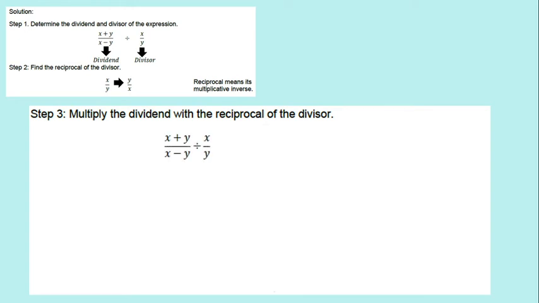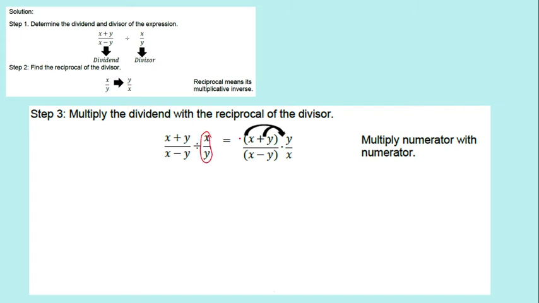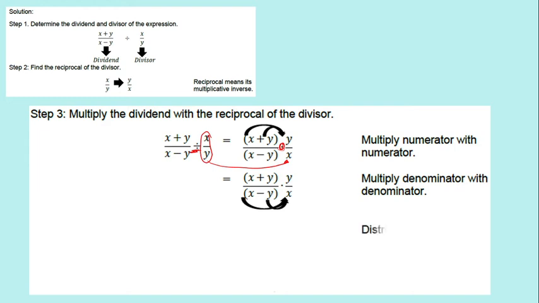So, x plus y over x minus y divided by x over y. Multiply numerator with numerator. This will become x plus y over x minus y times y over x. If you take a look, this is the divisor in the given. When you get the reciprocal, that is y over x, and then the division sign now becomes a multiplication sign. Next is multiply denominator with the denominator. So that's what you're going to do.